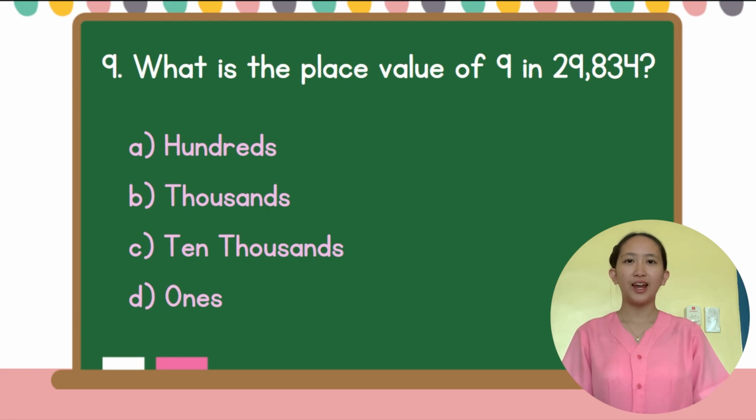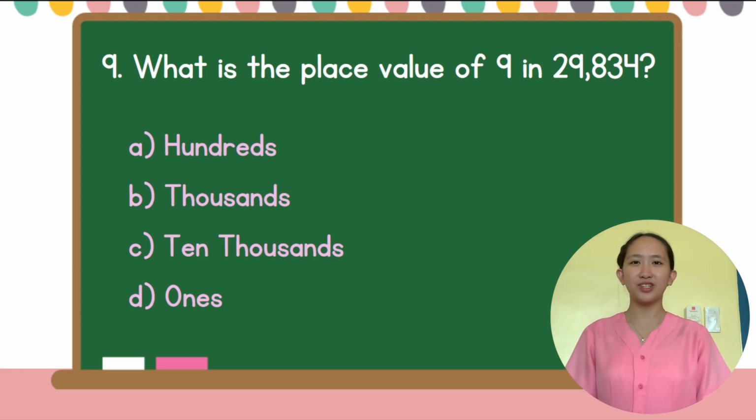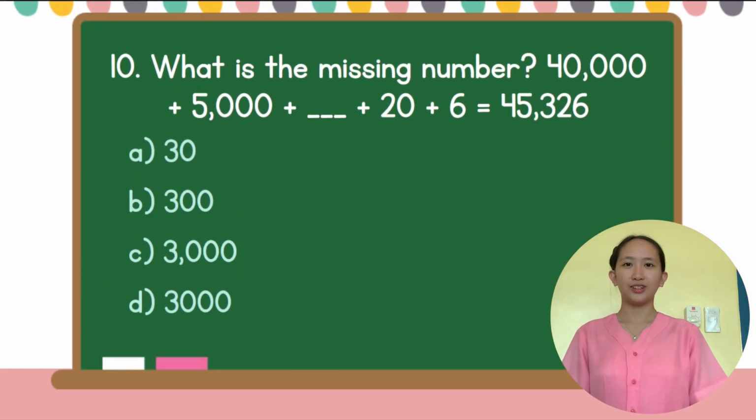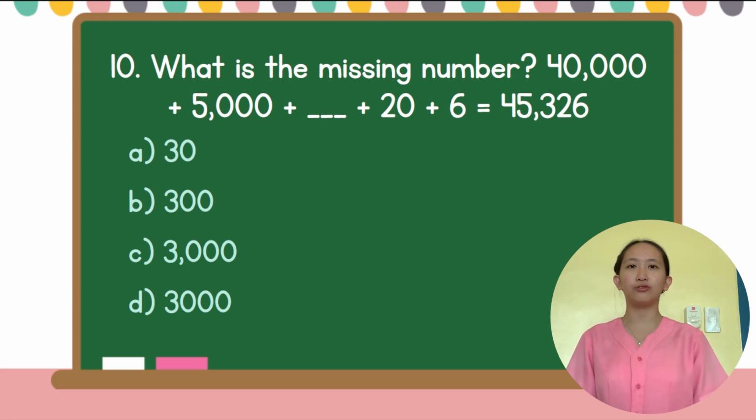A. Hundreds, B. Thousands, C. Ten thousands, or D. Ones. For our last number, what is the missing number? 40,000 plus 5,000 plus blank plus 20 plus 6 is equal to 45,326. A. 30, B. 300, C. 3,000, or D. 30,000.